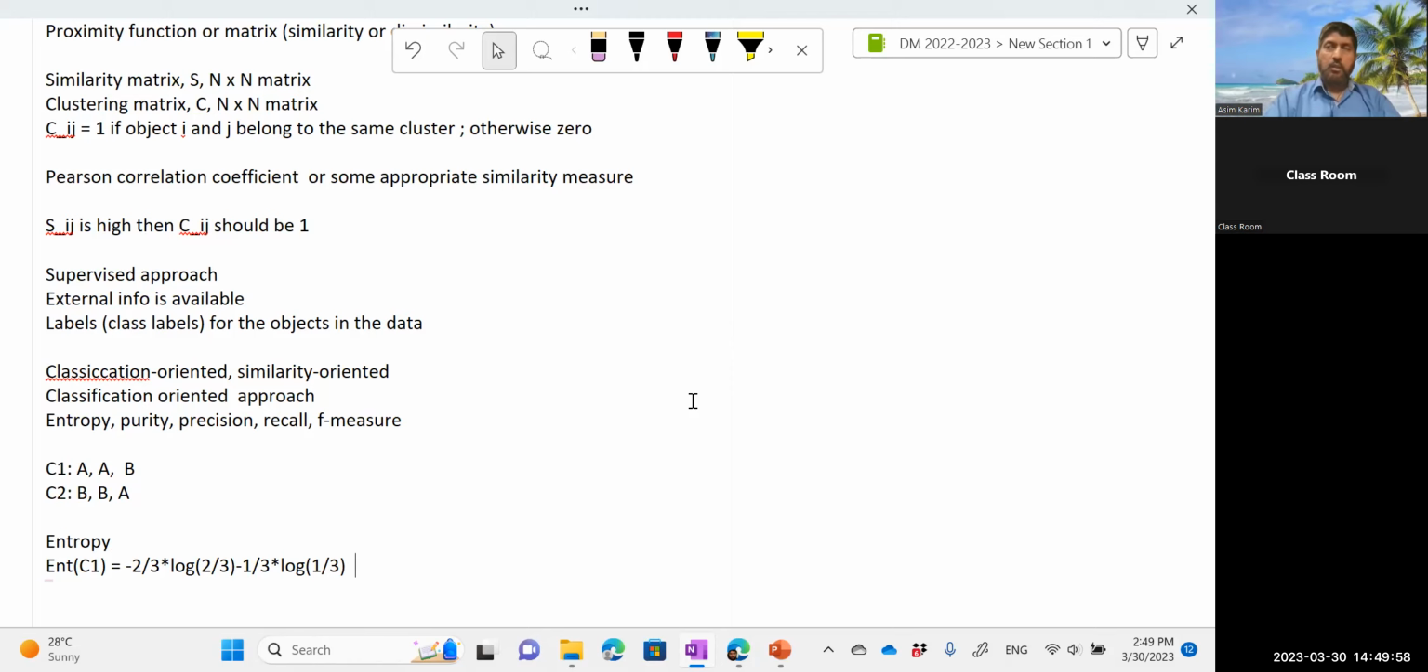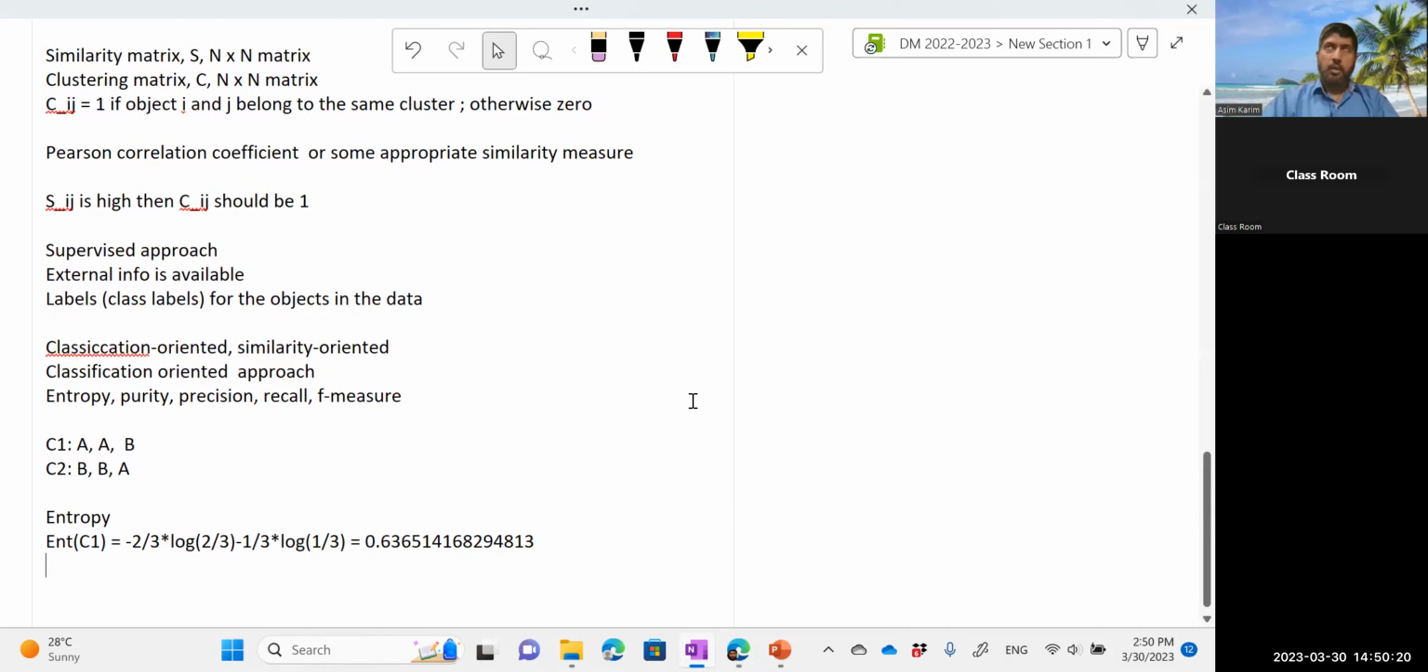ठीक है. लेट मी सी. तो ये निकाल भी दिए इसने 0.63. ठीक है. एक्चुअली एंट्रोपी इस डेटा सेट में दूसरे की भी सेम है, दूसरे क्लस्टर की भी सेम है, C2 की भी 0.63 है. ठीक है.